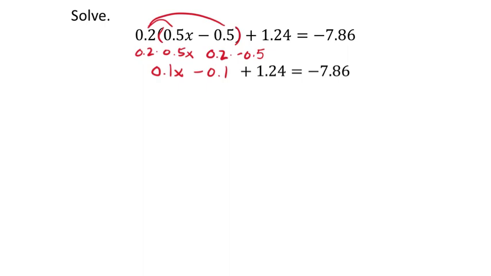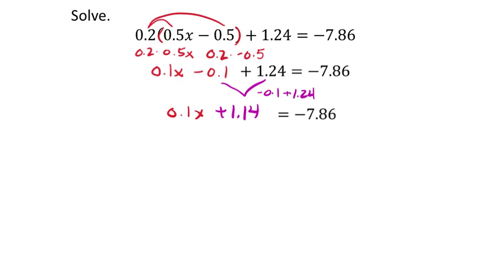All right, so that's all the distribution. Is there any combining like terms? Sure, there's these two constants. There's no x terms to combine. So again, in the calculator, you just do negative 0.1, and then you get plus 1.24, and you should get positive 1.14 now. Okay, so now you got 0.1x plus 1.14, which I have in purple, and this should equal still the negative 7.86.